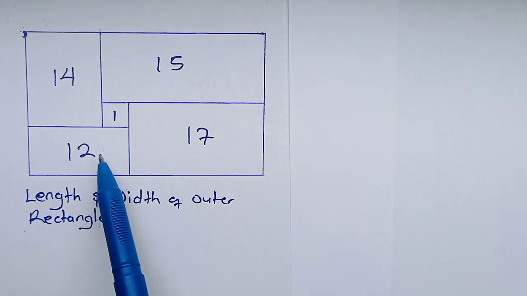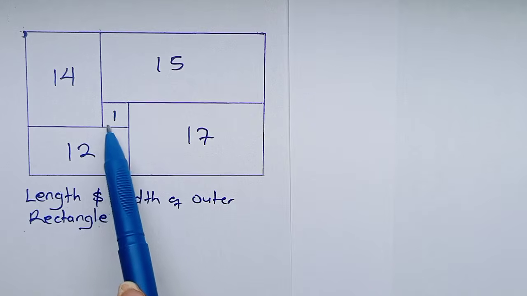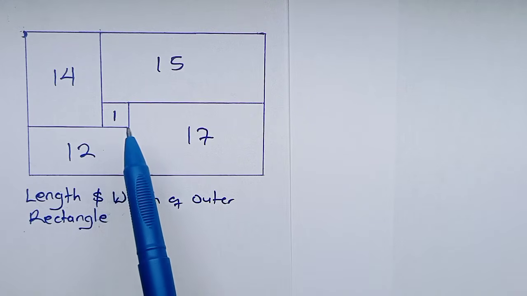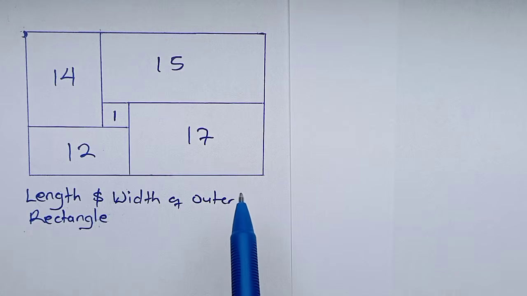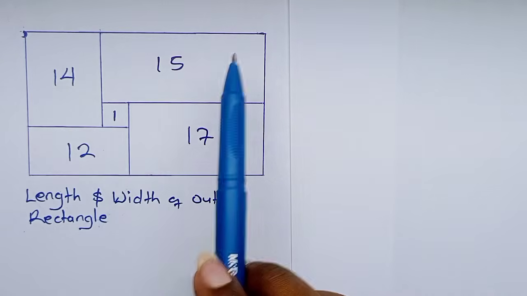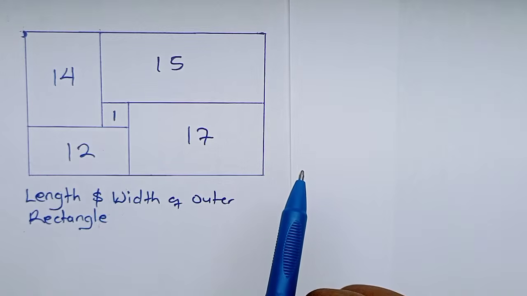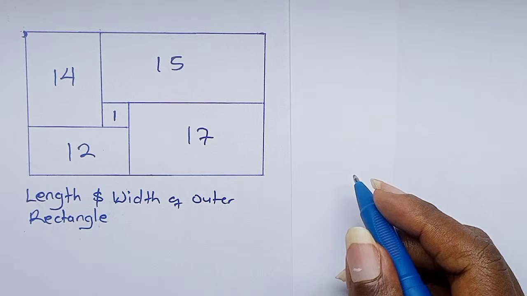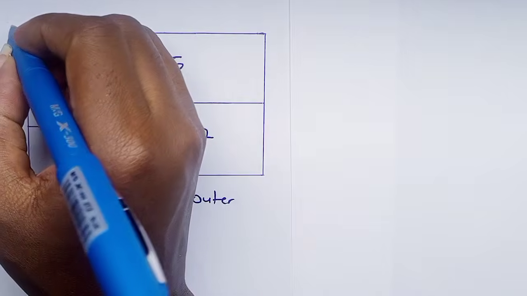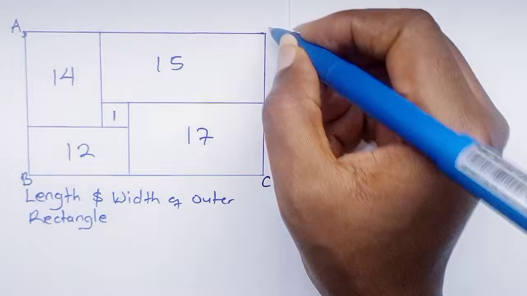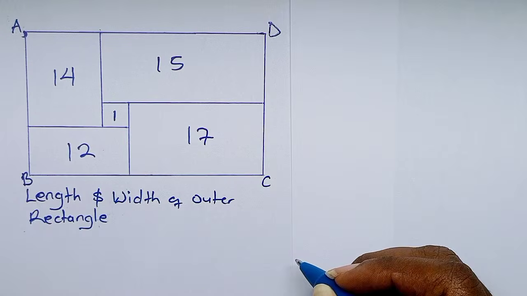This rectangle has an area of 12. And this middle part is where we have the square, which has an area of 1. So with that, what is the length and width of this outer rectangle? So first, let's label the points. Let this be A, B, C, and this D.